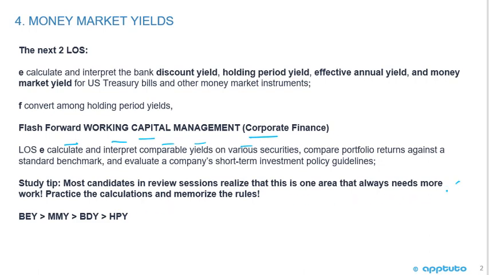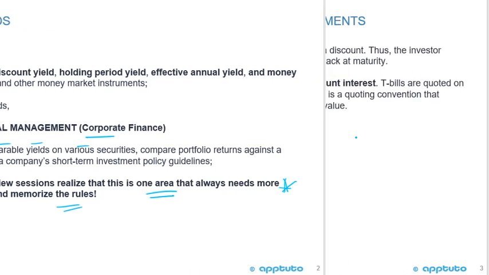And I wrote a little bit of a study tip here. It says, in review sessions that I've done, this is one area that always needs more work. And so you need to practice the calculations and memorize the rules. We're going to see a set of rules as we go through the calculations, where if you've just memorized this set of rules, sometimes you can answer quite a few of the multiple choice questions without doing any of the math. And what it is here is that the bond equivalent yield is greater than the money market yield, greater than the bank discount yield, which is greater than the holding period yield. But we're going to see that on the next couple of slides.